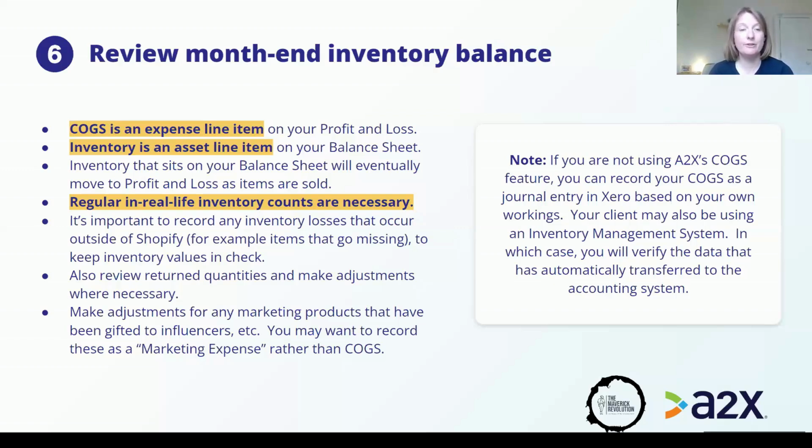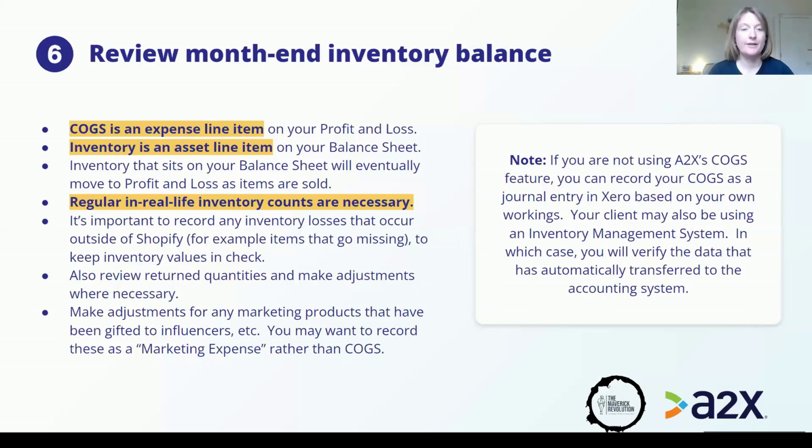You also want to review returned quantities and make adjustments where necessary. If you're using the A2X COGS feature, it doesn't adjust for returns because we don't know if the item is resellable. By the end of this year, we'll have an opt-in feature that will allow you to adjust for returns if you choose to. But just be aware of that because you may want to put in a little journal at this point for anything that you know has been returned.